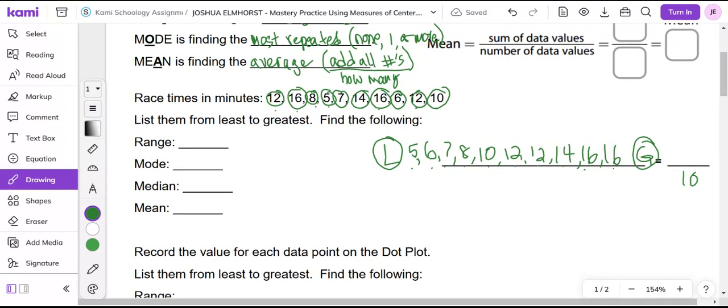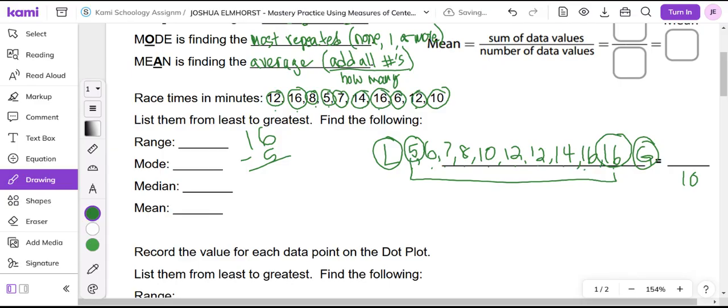Okay, so what's the range? The data is spread out between 5 and 16. So we have 16 minus 5 for the range. All right, do we have any numbers that repeat? 12 and 16, they both repeat 2 times, so then you're going to put both of them in there. 12 and 16, there's 2 modes in this example.